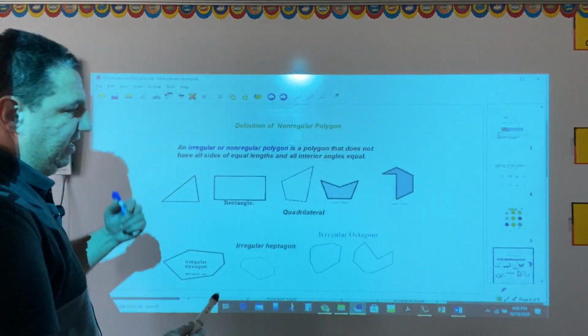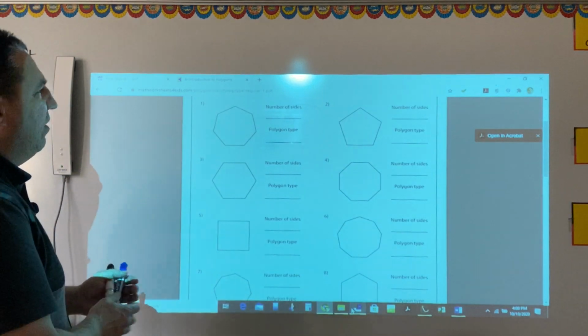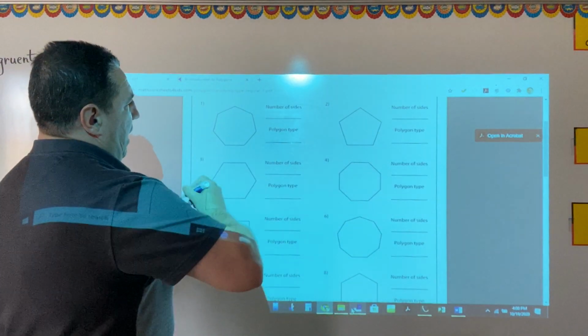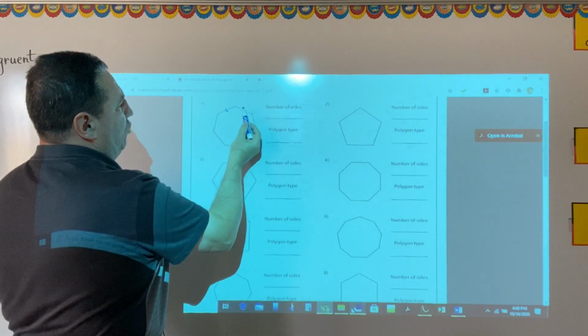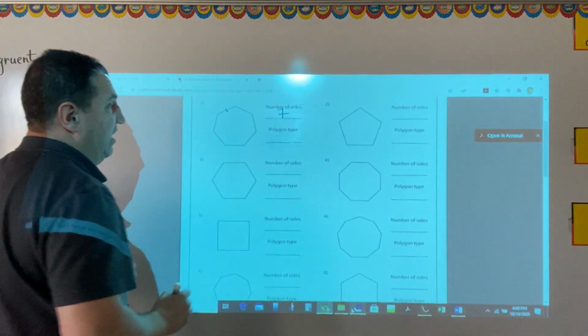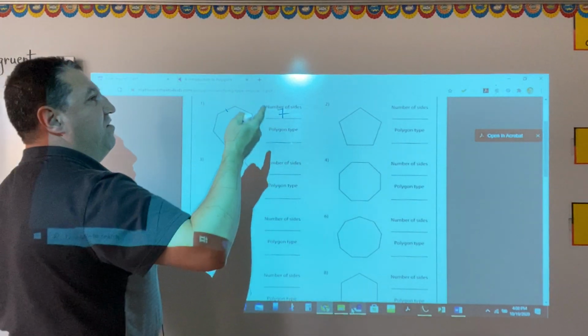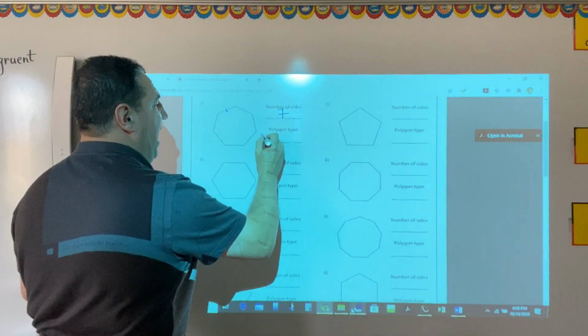Yes? Now, let's go back to our worksheet. Now, first, how many sides are here? We simply count the number of sides. 1, 2, 3, 4, 5, 6, 7. So, you're going to have 7 sides. The name of a polygon consisting of 7 sides is heptagon.